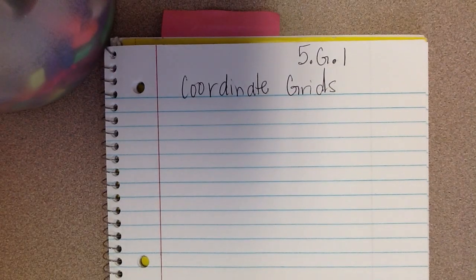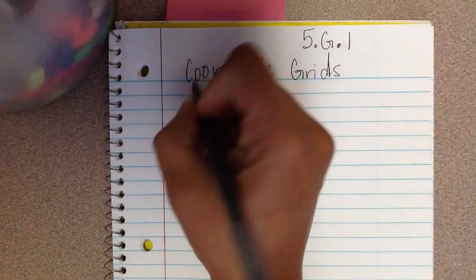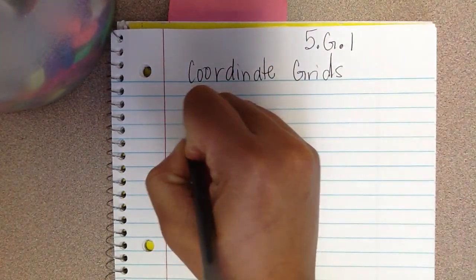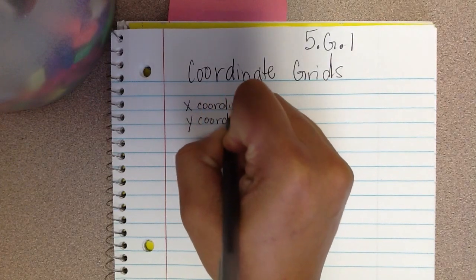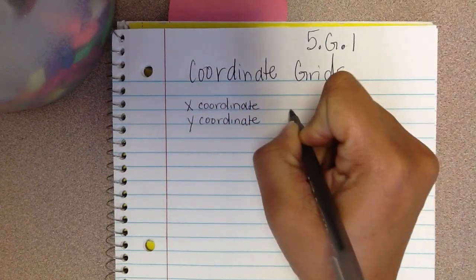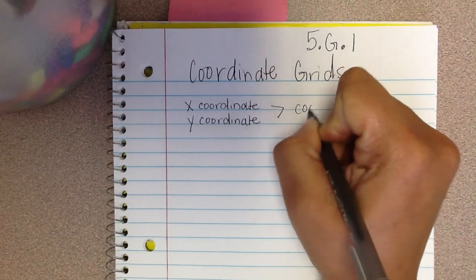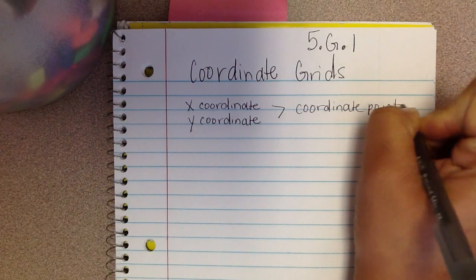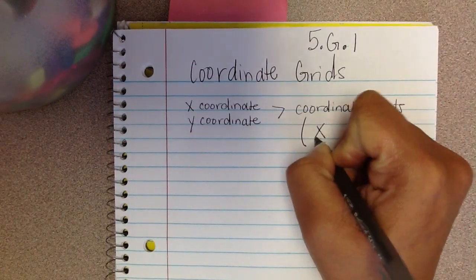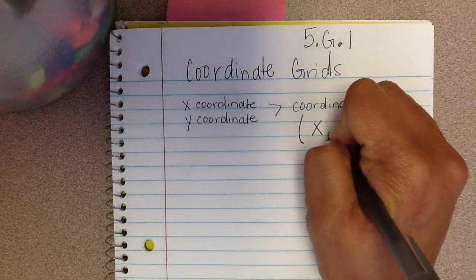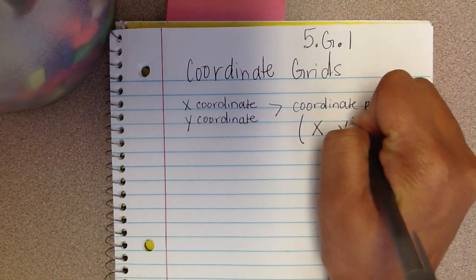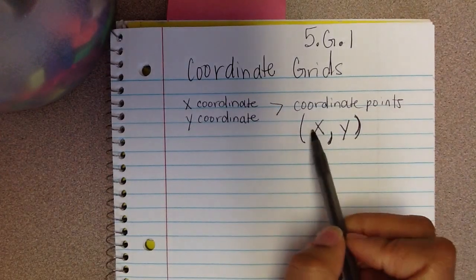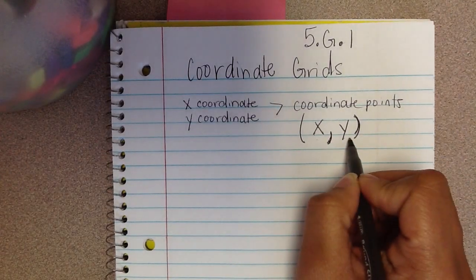One important thing to know about coordinate grids is there's an X coordinate and there's a Y coordinate. And these two things create coordinate points. Your X coordinate or number always comes first, then it'll be listed comma, and your Y coordinate. Okay? One way I like to remember that X is first is I like to think X comes before Y in the alphabet.